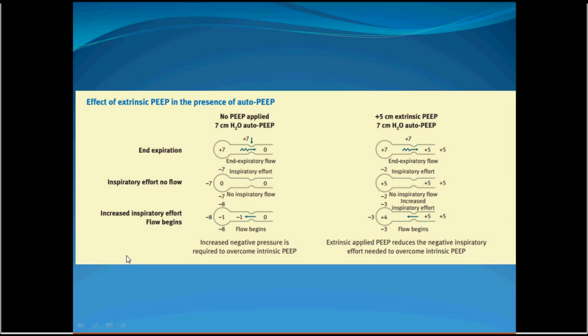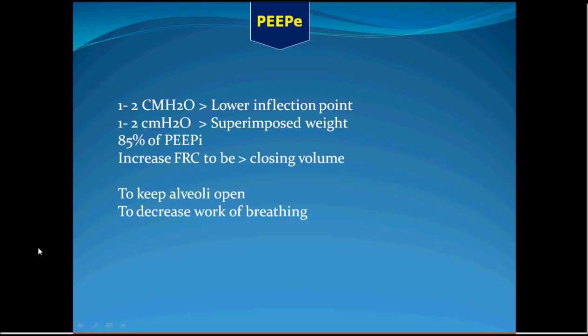So another important rule for the extrinsic PEEP is to put it at 80 to 85% of the intrinsic PEEP in order to decrease the work of breathing for the patient. So this PEEP, we put it 1 to 2 centimeters of water more than the lower inflection point, 1 to 2 centimeters of water more than the superimposed weight. We put it at 85% of the intrinsic PEEP in order to increase function.